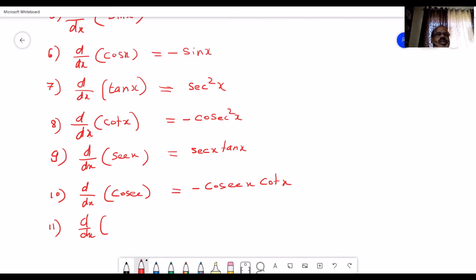Up to here, let me do one revision. dy by dx of sin x is equal to cos x, dy by dx of cos x is equal to minus sin x, dy by dx of tan x is equal to sec square x, and dy by dx of cot x is equal to minus cosec square x, and dy by dx of sec x is equal to sec x tan x, and dy by dx of cosec x is equal to minus cosec x cot x. Now let us come to the inverse functions.